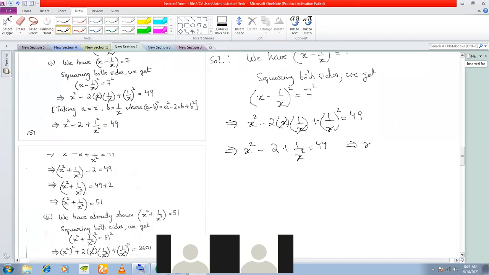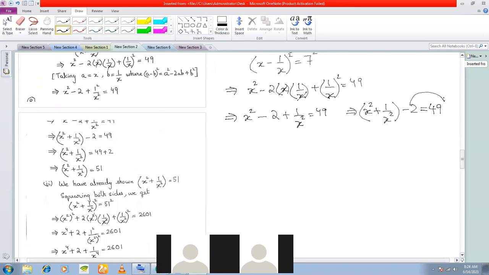So that means you collect the x square plus 1 by x square together. So x square plus 1 by x square, and you have a minus 2 here, is equal to 49. Now you take this 2 on the other side, it will become plus 2. That means x square plus 1 by x square is equal to 49 plus 2, which is 51. Okay, so that is the answer for your first part.